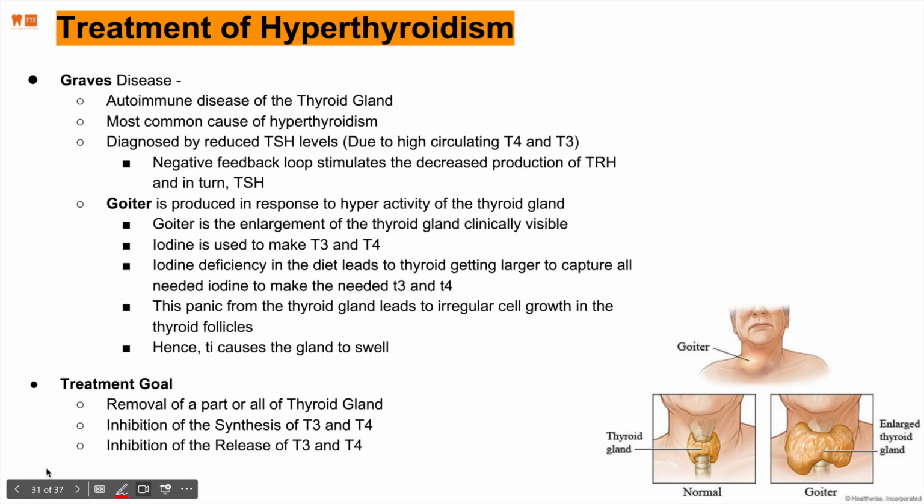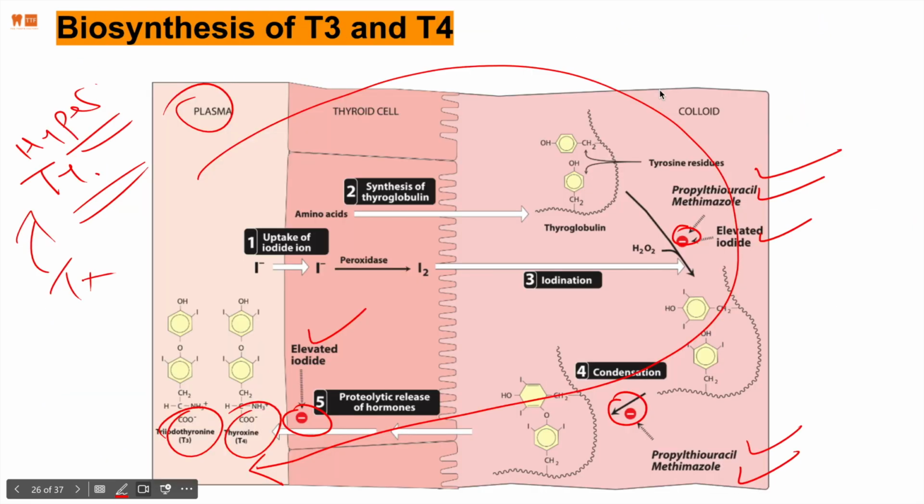Moving on, treatment of hyperthyroidism. Also Graves' disease, which is an autoimmune disease of the thyroid gland, is the most common cause of hyperthyroidism. It's diagnosed by a reduced level of TSH due to high circulating T4 and T3. Okay, let's break this down. A T4 and T3 concentration increase in the blood will lead to what? Let's go back and take a look.